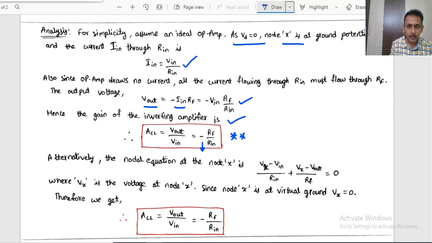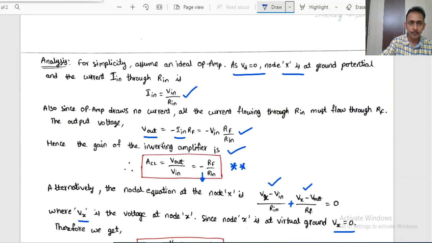The same thing can also be done in an alternative manner. If the voltage at node X is Vx, then we can apply KCL at that node. We are going to get the current as Vx minus V input by Rin plus Vx minus V output by Rf equals 0. Now, since node X is at ground potential, which is a virtual ground, Vx equals 0. Based on that, we will get ACL. The gain is V out by V input, which is nothing but minus Rf by Rin. Clear? So dear students, this is all about the inverting amplifier.